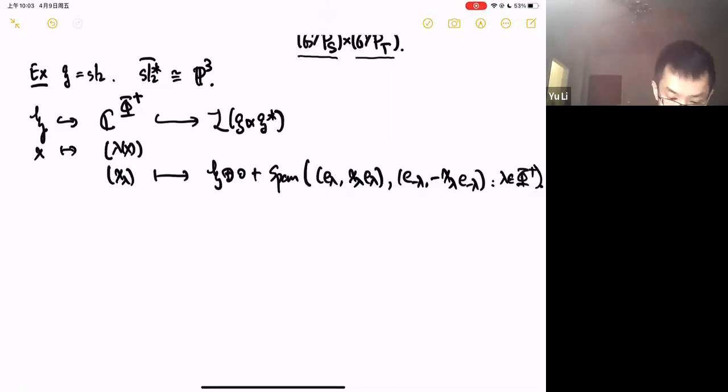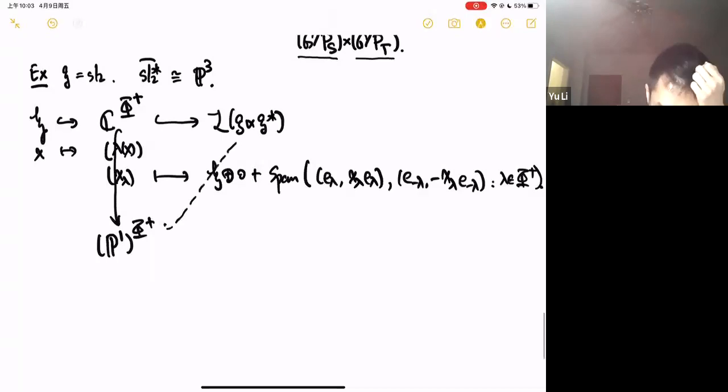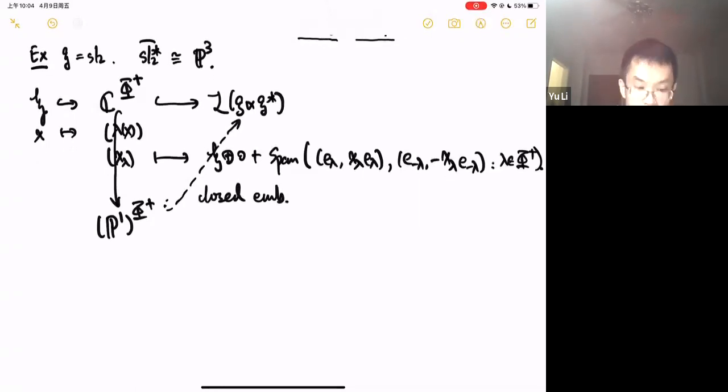And then C to the V plus sits inside P1 to the V plus. You just compactify each coordinate. It's rather clear that the embedding of C to the V plus into L factors through P1 to the V plus, and this is a closed embedding. So H bar can also be understood as the closure of H inside P1 to the V plus.